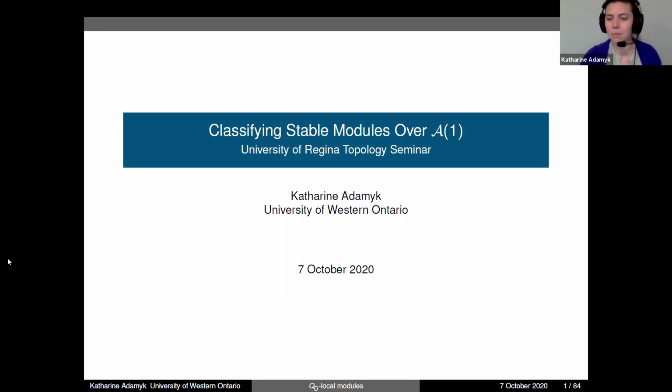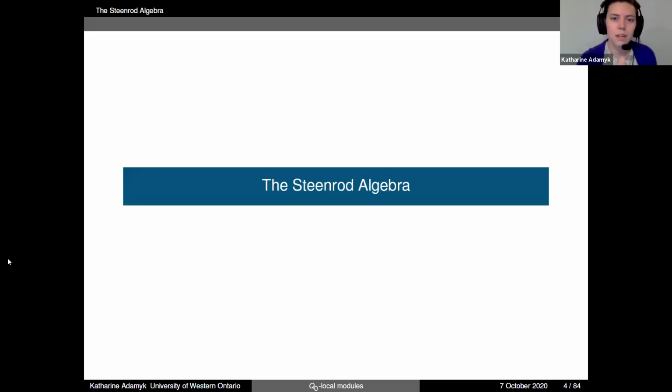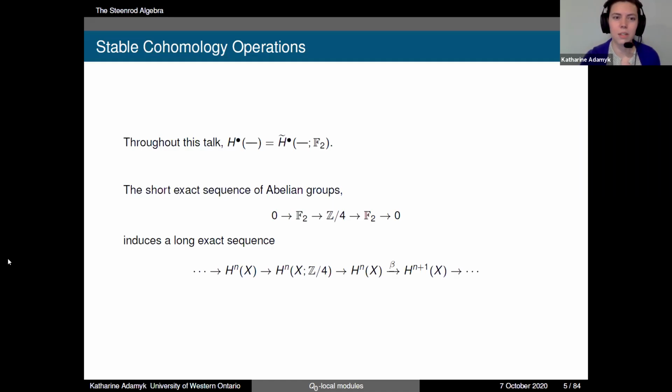So first, I'm going to start by telling you what those things are. So I'll give a little bit of background on the Steenrod algebra, and then introduce something called the lifting problem. Then the main theorem I'm going to talk about is a classification of Q not local A1 modules. We'll talk about what those are. And then I'll give some applications of this theorem. So we'll start with the Steenrod algebra.